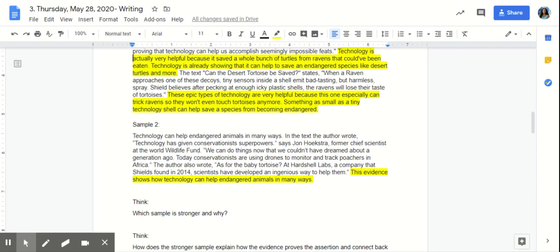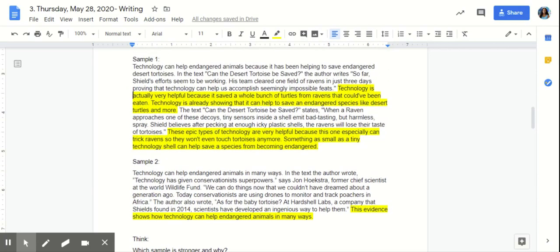Then our analysis reads, this evidence shows how technology can help endangered animals in many ways. So it's essentially repeating the topic sentence, but isn't explaining the quote at all. And when you're explaining the quote, it's to give the reader a better understanding and to explain the evidence that you found in the text. So in this case, sample 1 would be our stronger sample.